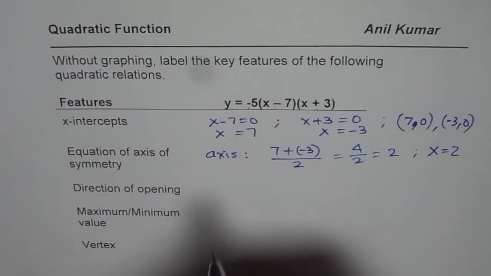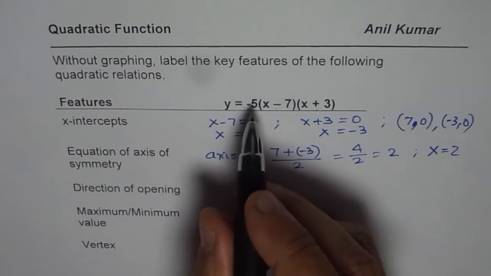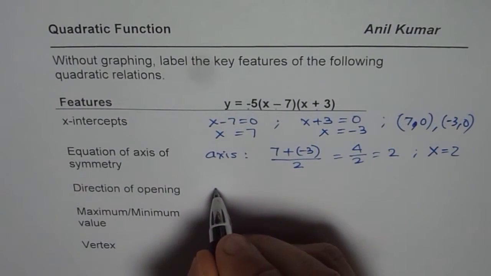Direction of opening. The sign here with 5 is negative. That negative sign indicates that it opens downwards.